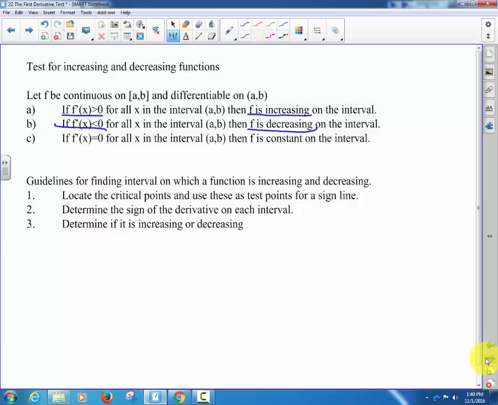How do you do it? Tell me what we did. We found the critical points. We did a sign line. Those are the two things you need to know. If you can do those two things, you can figure this out.